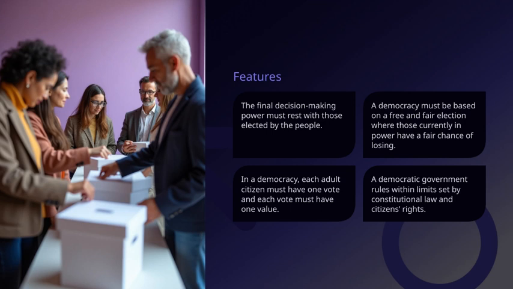Lastly, a democratic government operates within the limits set by constitutional law and respects citizens' rights. These legal and constitutional boundaries protect individual freedoms and ensure that the government doesn't overstep its authority. All these points tie back to the core idea that democracy is about power being derived from the people, with fairness, equality, and respect for laws at its foundation.